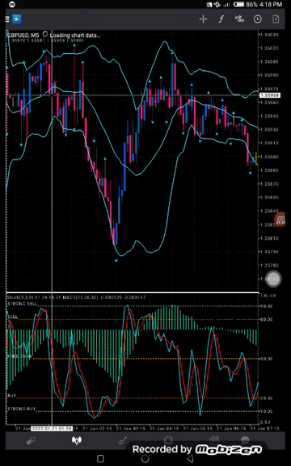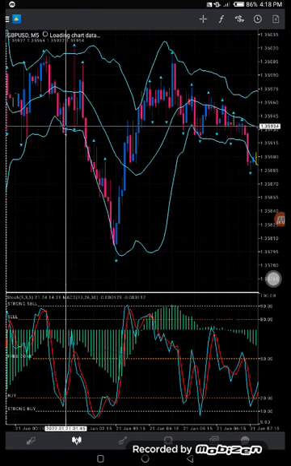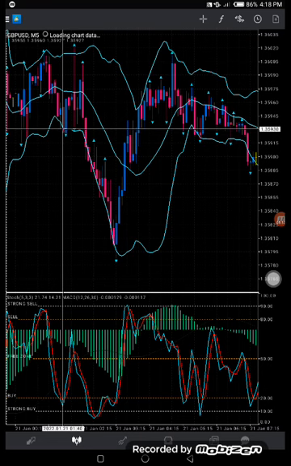I'll enter the trade here, and then I'll take my profit here. You understand? I'll take my profit here. Exactly. The candle touched the lower Bollinger Band, and then this stochastic also got to the lower level, between level 20 and 10. That's why I take my profit.